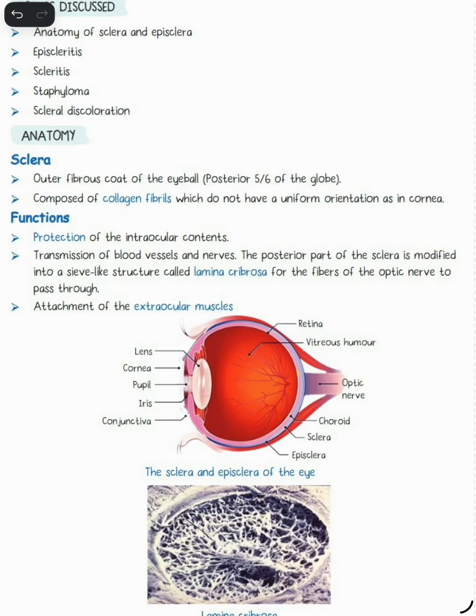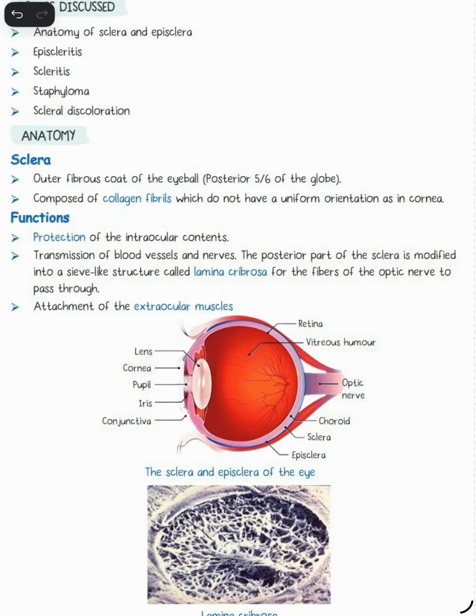Look at the anatomy of the sclera. Sclera is the outer fibrous coat of the eyeball. Suppose this is the eyeball. So the outer fibrous coat of the eyeball is the sclera, and it forms the posterior 5/6 of the globe. So the posterior 5/6 of the globe is sclera, and the anterior 1/6 of the globe is the cornea.